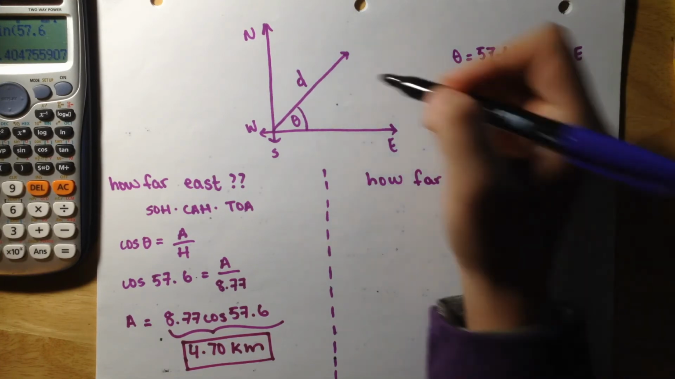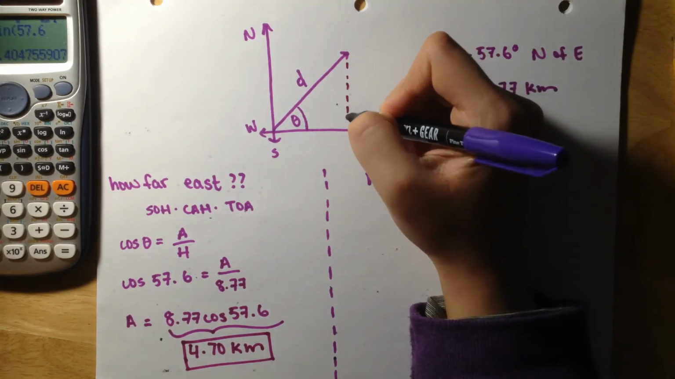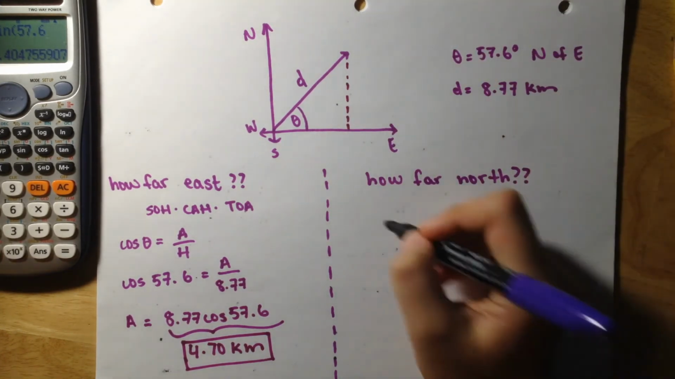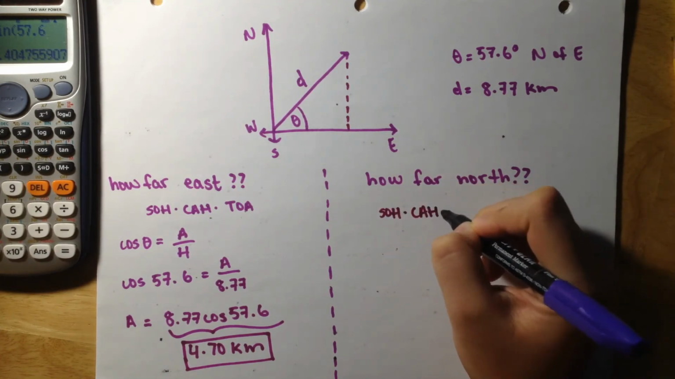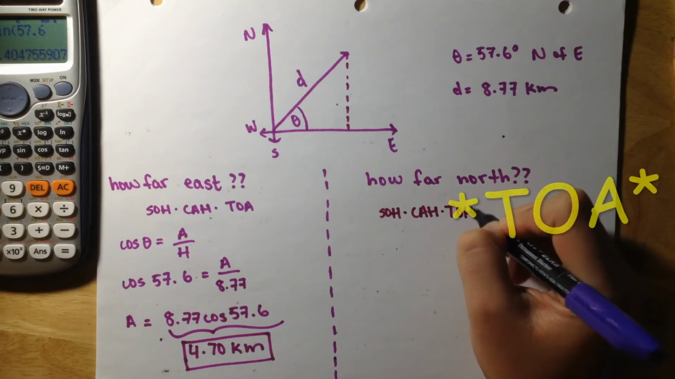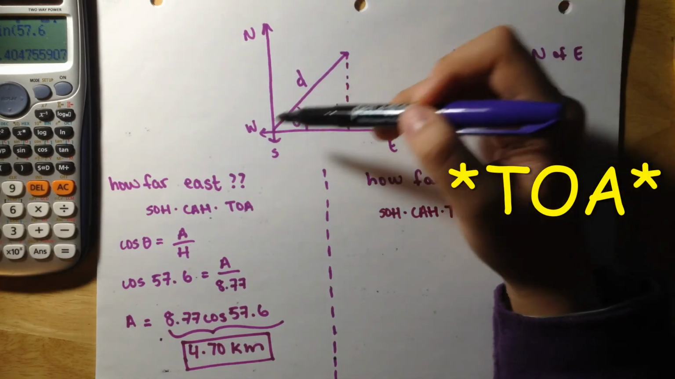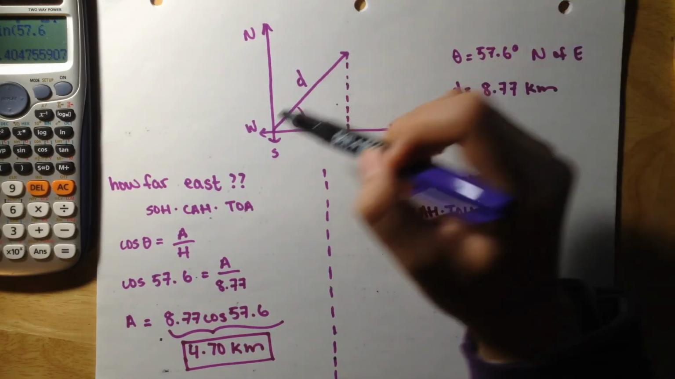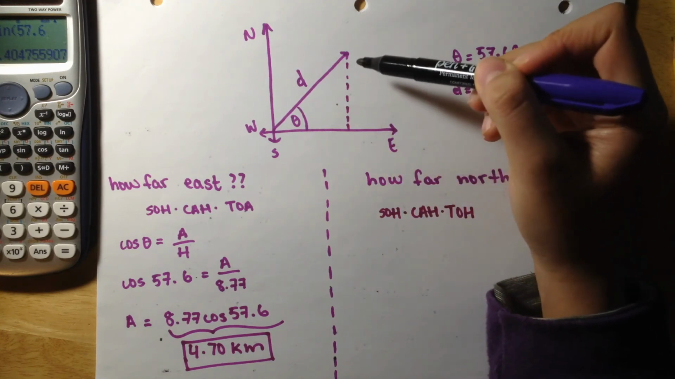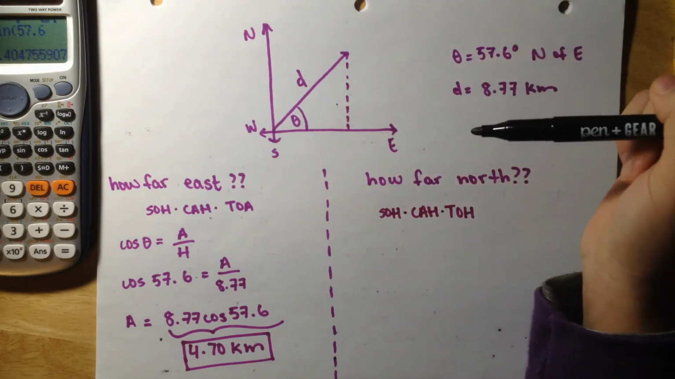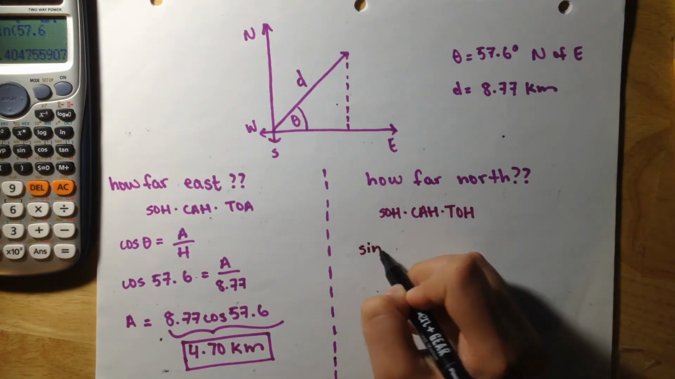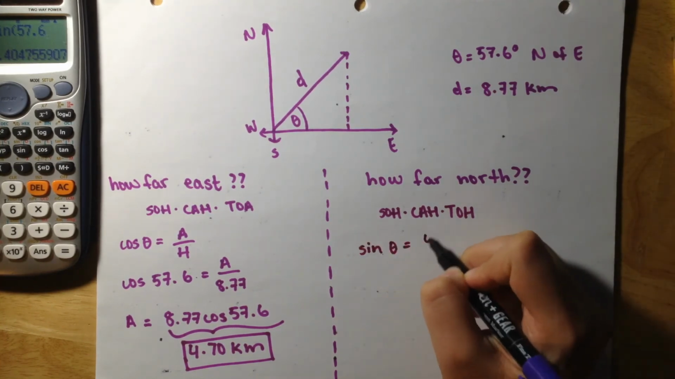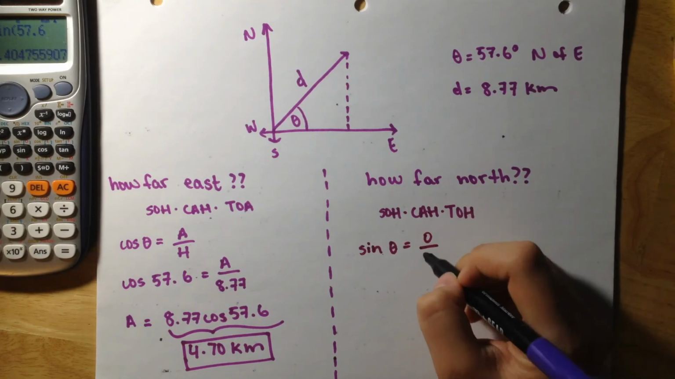And how far north? This distance, we need SOH CAH TOA again. So we have the hypotenuse, we have the angle, and we need to find the opposite side, the side opposite to the angle. So that's sine theta equals opposite over hypotenuse.